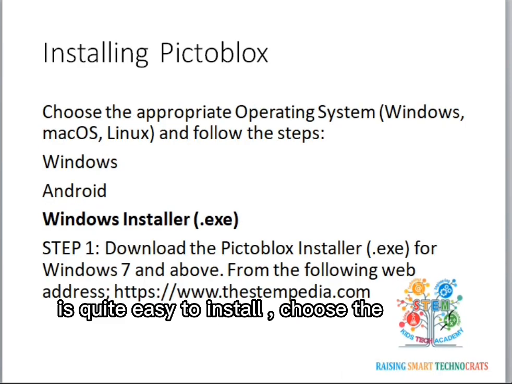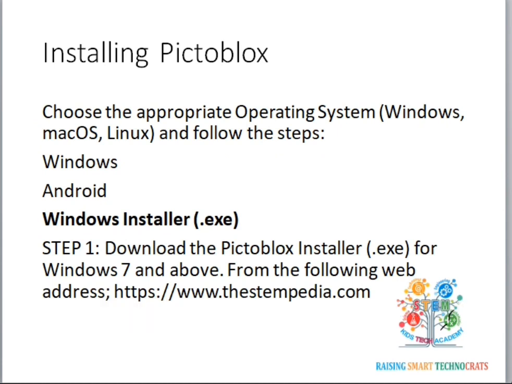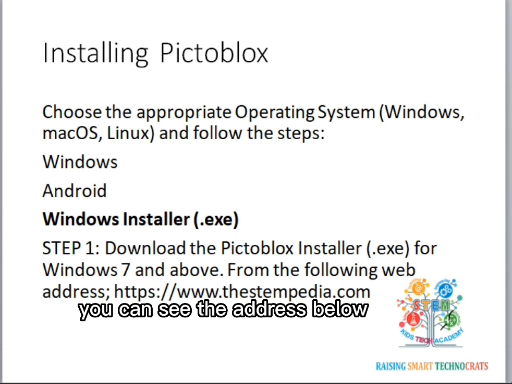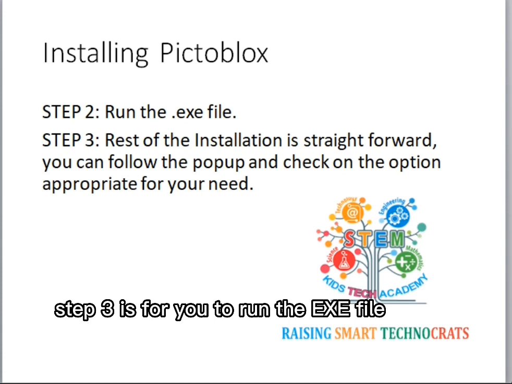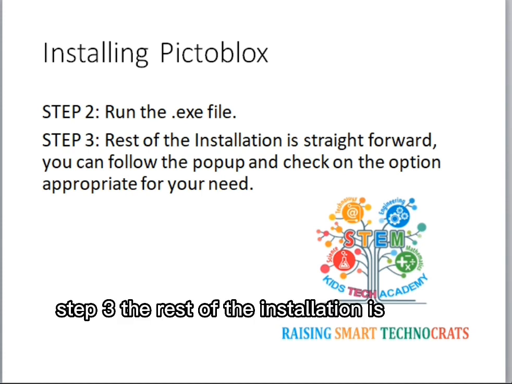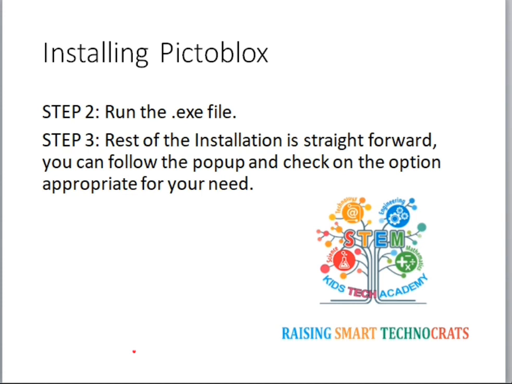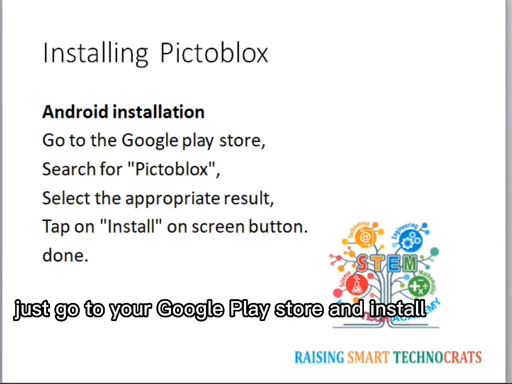It's quite easy to install Pictoblox. If you want to install Pictoblox, just choose the appropriate operating system, whether you are using Windows, Mac OS or Linux, and follow the steps below. For Windows, first of all, you have to download the Pictoblox installer for Windows 7 and above, from the address you can see below. Then, step 2 is to run the exe file. Step 3 onward, the rest of the installation is quite straightforward. You can just follow the prompts as they come on. For Android, installation is quite easy. Just go to your Google Play Store and install.